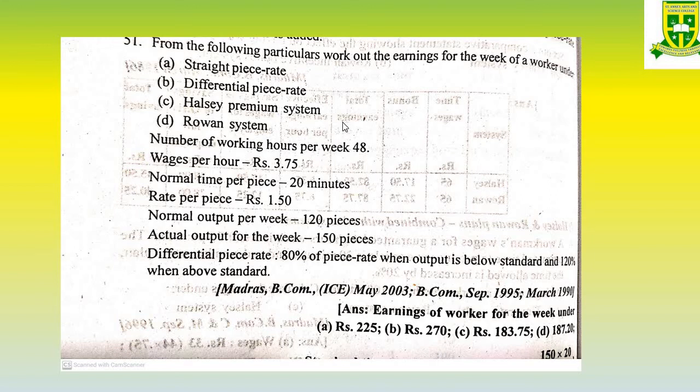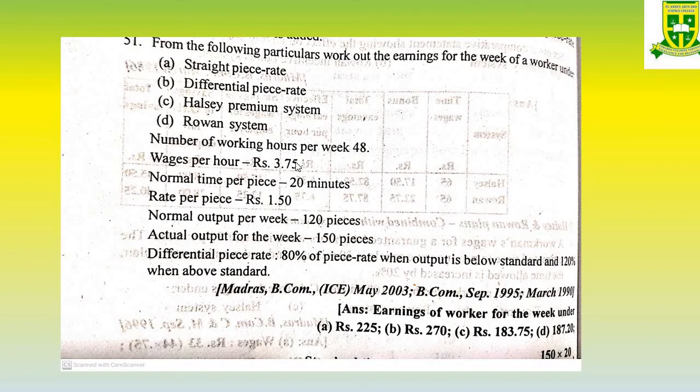Here the information is given for the week. And then wage per hour is 3.75, and normal time per piece is 20. So normal time is nothing but standard time, for producing 1 unit it is 20 minutes. This information is used to calculate the standard time, because the standard time is not given in the question.